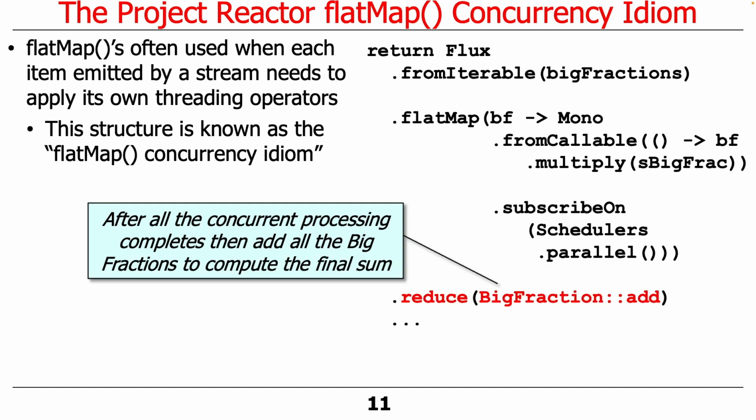After all the concurrent processing completes in this flatMap, we're going to take all the results and reduce them together, adding them up into a single final result, which is the final sum of all the big fractions that were just multiplied by some constant in a pool of threads. So that's what this is doing. That's one way, not the only way, you can get concurrency in Project Reactor using fluxes. And you'll also notice we use monos here as well.